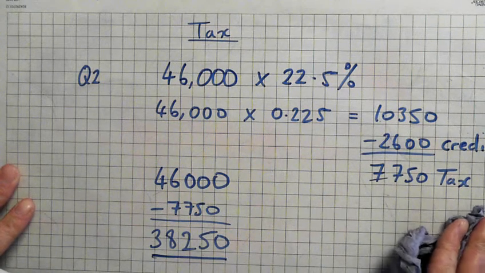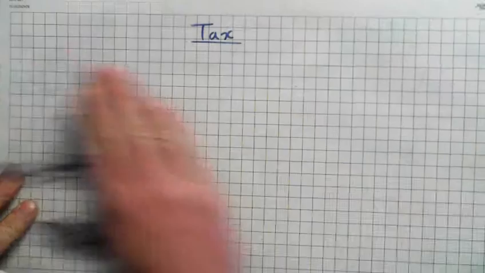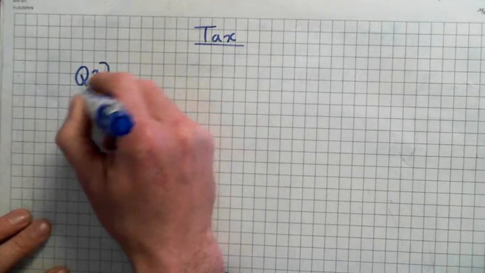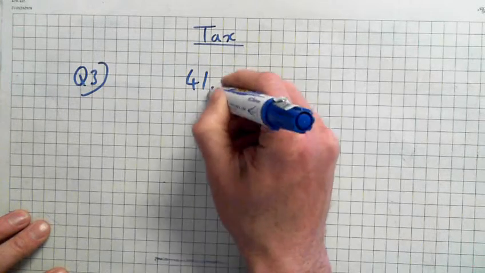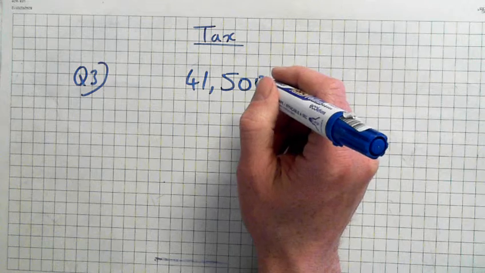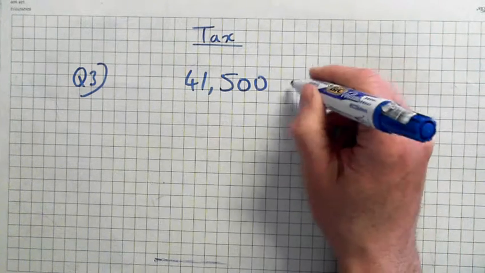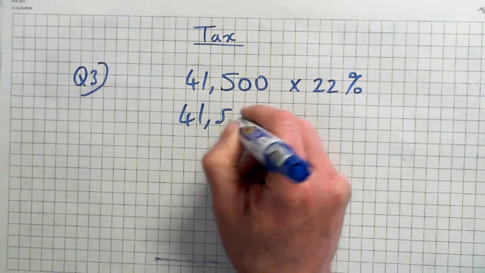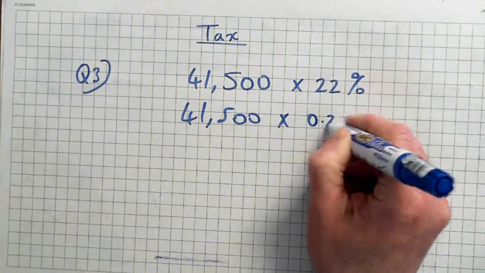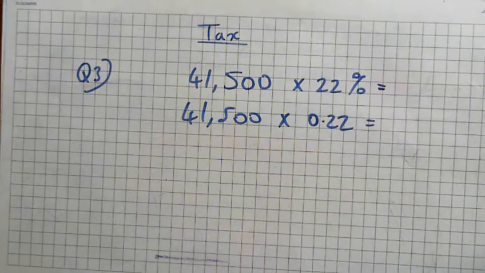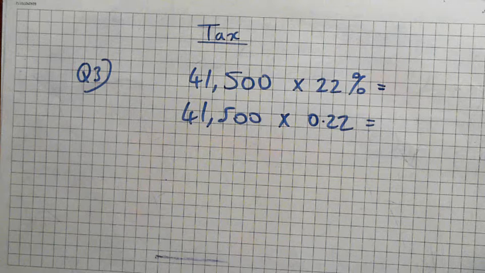Alright, we'll do question 3 as well. Question 3. Shane earns 41,500. He pays a tax rate of 22%. Or you can multiply it by 0.22. Same thing. And multiply those. 41,500 times 0.22.